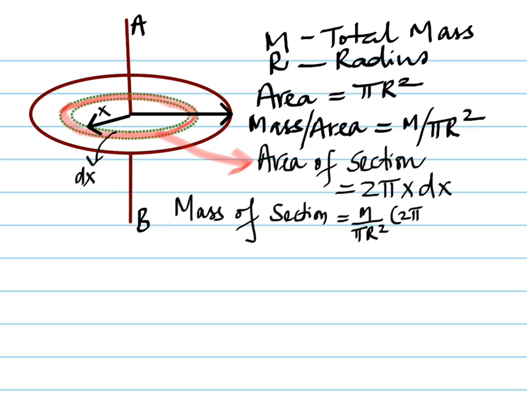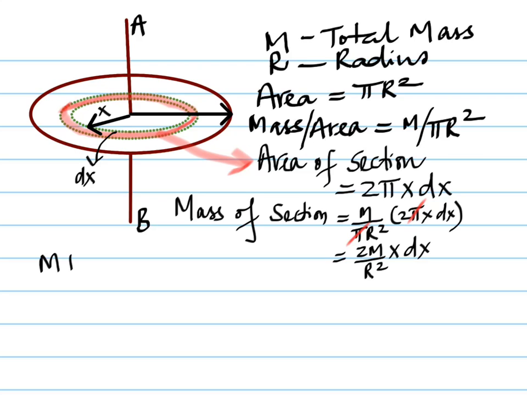Okay. The mass of the section is m by pi r squared times 2 pi x dx. There's only math now. Cancel the pi's. And do you have 2m by r squared x dx? Okay. The last one or two steps.